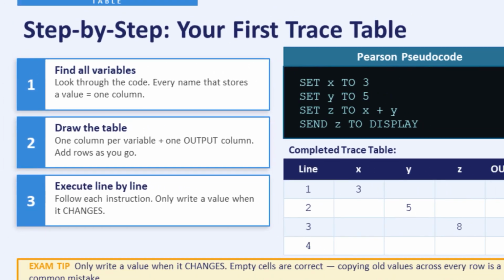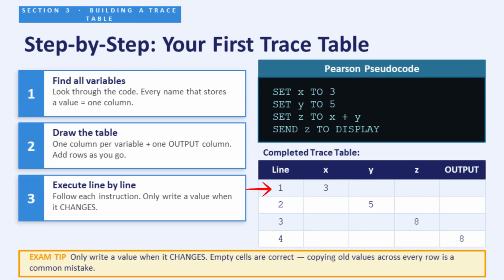Line 1, set x to 3, so we write 3 in the x column. Line 2, set y to 5. We write 5 in the y column. Line 3, set z to x plus y, that's 3 plus 5 equals 8. We write 8 in z. Line 4, send z to display. We write 8 in the output column. Done. That is a complete trace table.